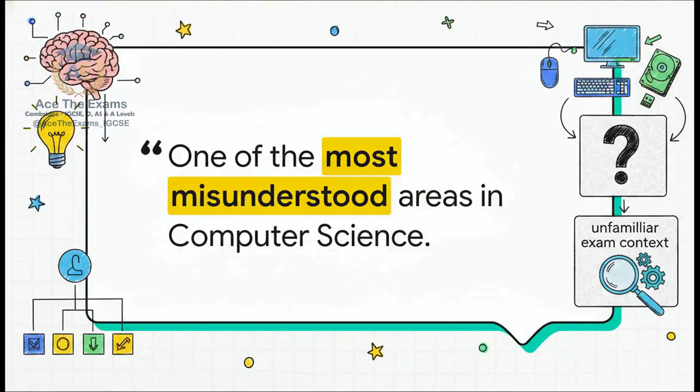This quote directly from the principal examiner reports perfectly illustrates the Alex and Sam situation. Examiners report year after year that hardware management is one of the most misunderstood areas. But it's not because the hardware itself is impossibly complex. It's misunderstood because students treat it like a vocabulary test. Rote memorization is the fastest way to fail this section.